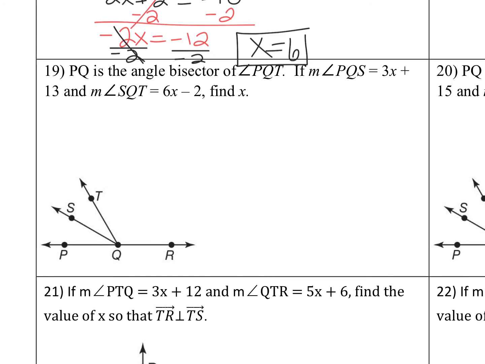Now we are going to fix a typo. This should be SQ. Okay. SQ is an angle bisector. We learned that an angle bisector means that it's going to cut the angle in half into 2 congruent pieces. So this gave us that PQS. Now follow this. PQS, so this angle right here is equal to 3x plus 13.